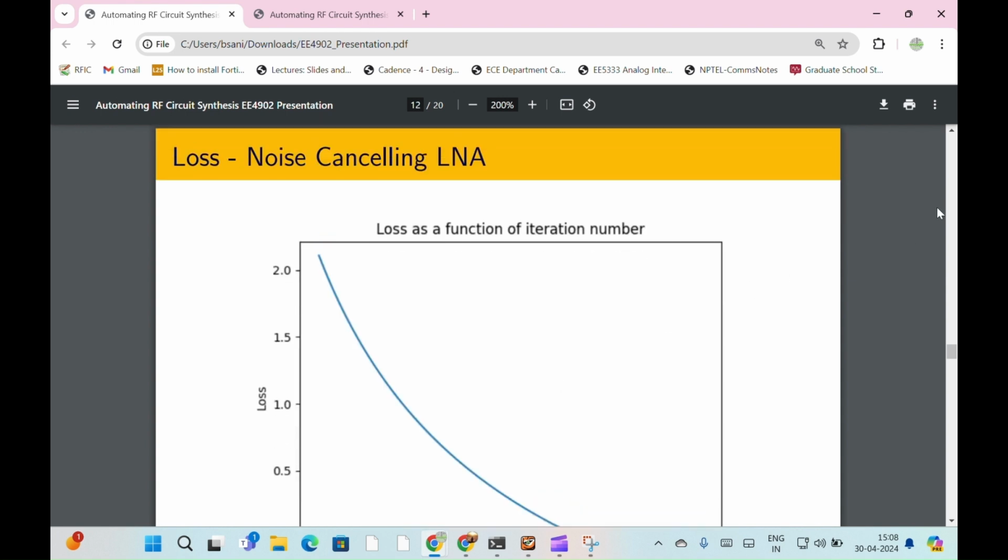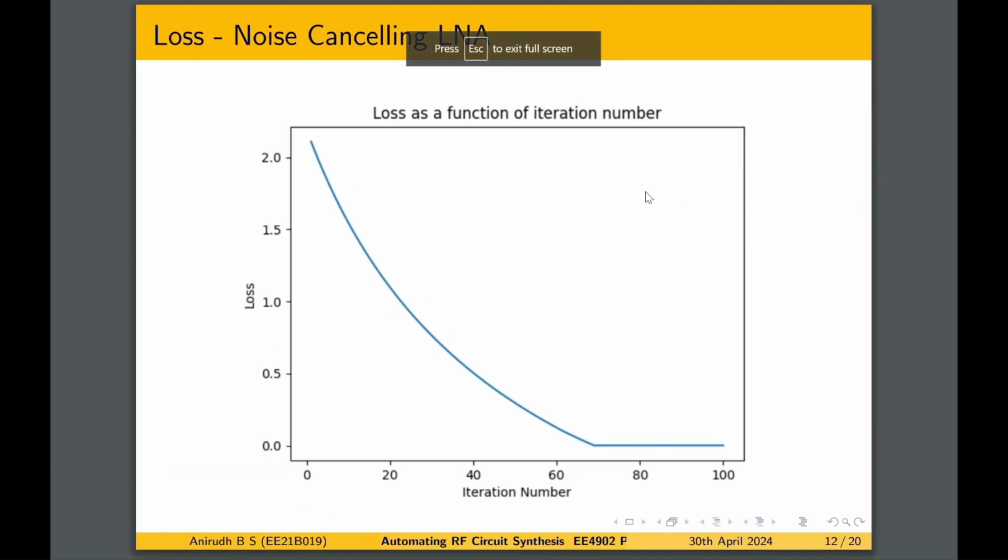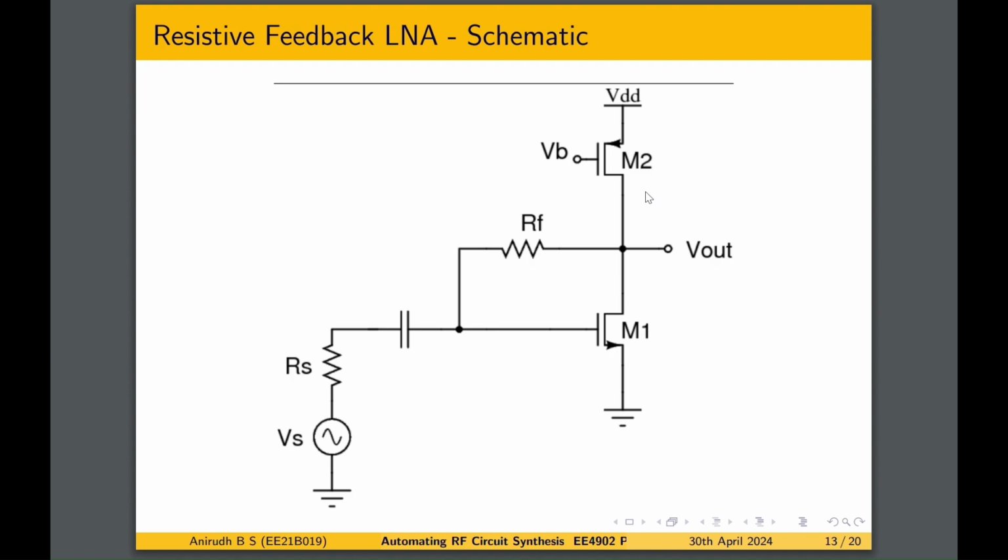So this is the loss of the noise cancelling LNA as a function of number of iterations. This is over 100 iterations. As you can see, the loss smoothly goes down for the noise cancelling LNA. Now we move on to the resistive feedback LNA.